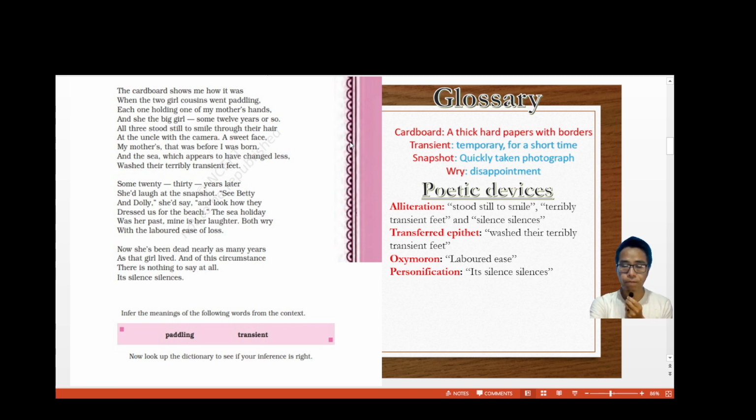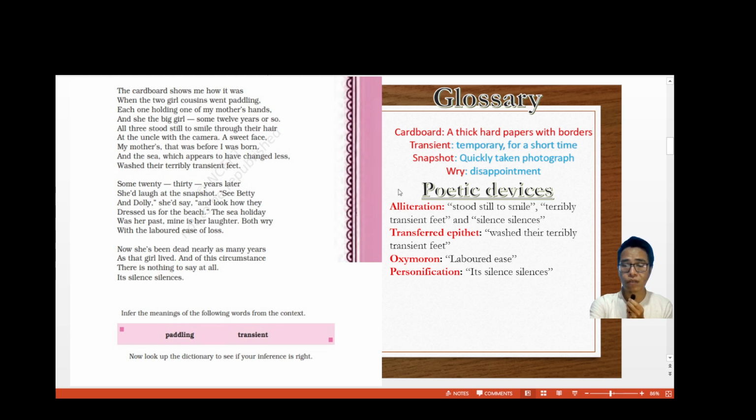But I just quickly want to tell you some of the literary devices used in the poem by Shirley Toulson here. Alliteration is the repetition of consonant sounds in the same line. We can say the s sound is repeated over here, so that is to still, to smile. Terribly transient feet, the t sound again, silent silences like this, and transferred epithet, vast their terribly transient feet. Oxymoron, labored ease. Personification, its silent silences.